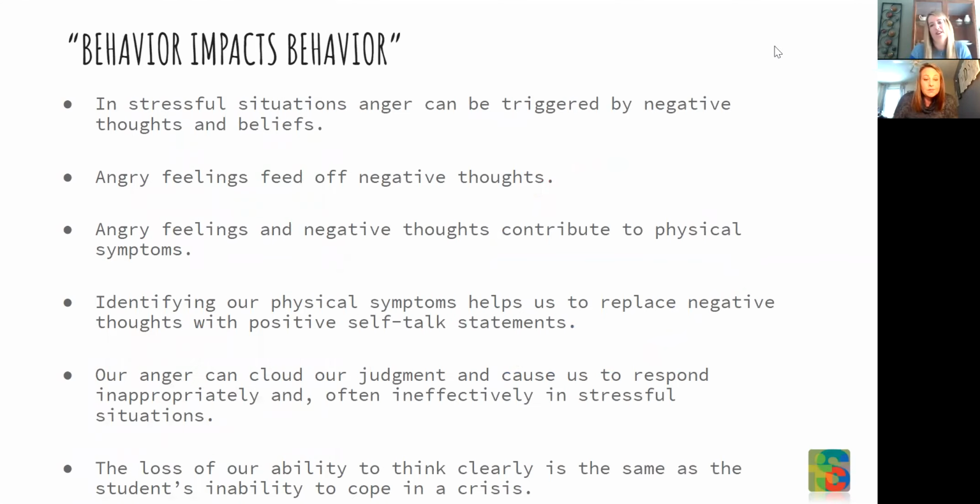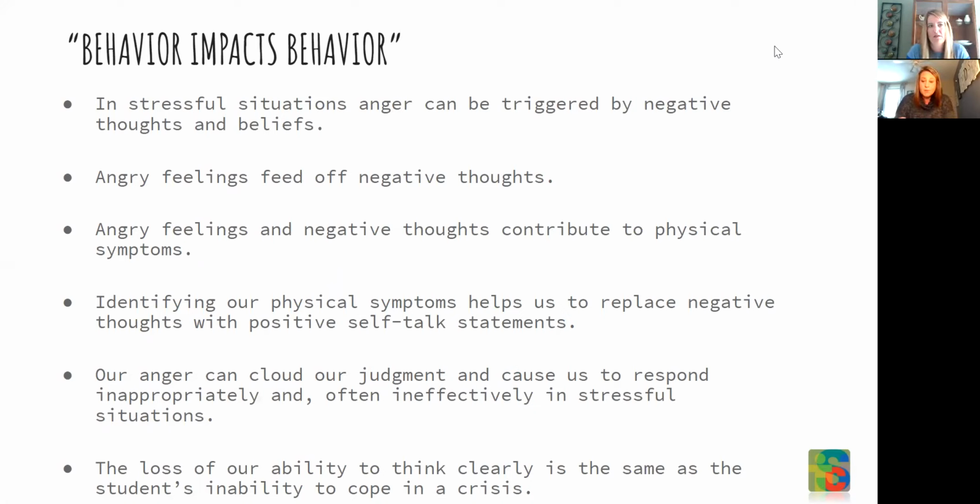So behavior impacts behavior. I think we've already talked a lot about this, but just keeping in mind that we usually start out with a negative thought process that then turns into negative feelings about oneself that then comes out as behavior. And we don't always know where that's coming from with that student at that moment in time, but really helping them reframe that thinking into something more positive and being able to cope with those triggers and those stressors in their environment.